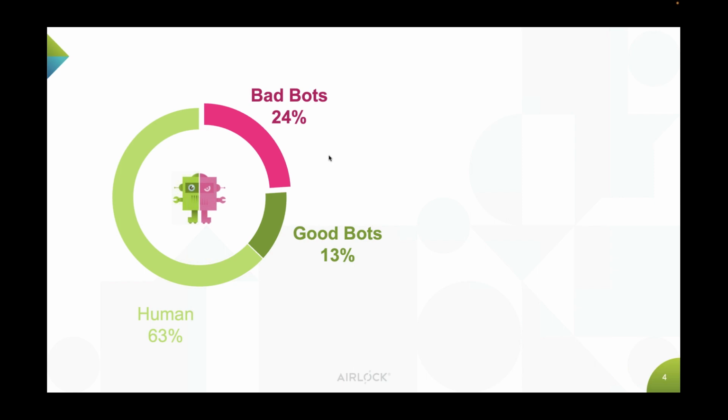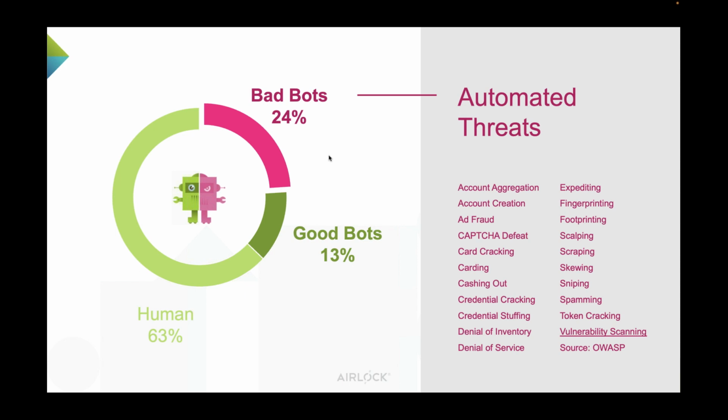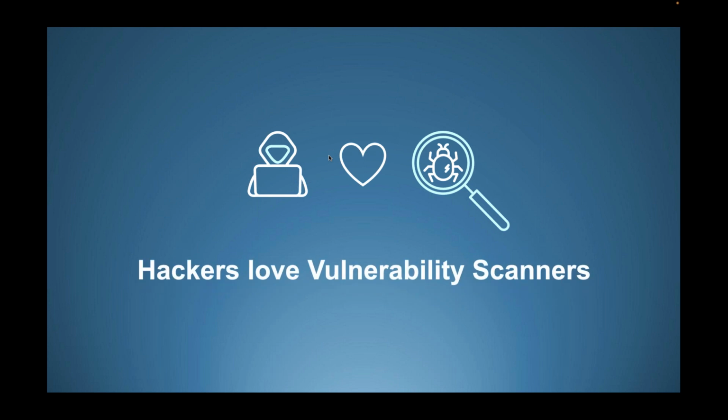But then there are 20 to 25% of bots that you don't really want on your websites. What these bots are doing is automated threats, and one is of particular interest to us: vulnerability scanning. It is of particular interest because hackers love it. What do hackers do when they try to find a new victim? They scan the internet, looking for servers that have some vulnerability they can exploit. They do that automatically, and those automated tools are really a problem.